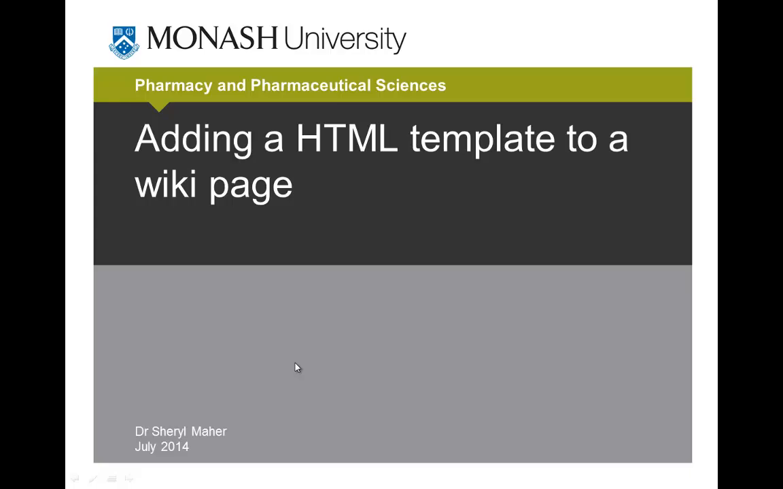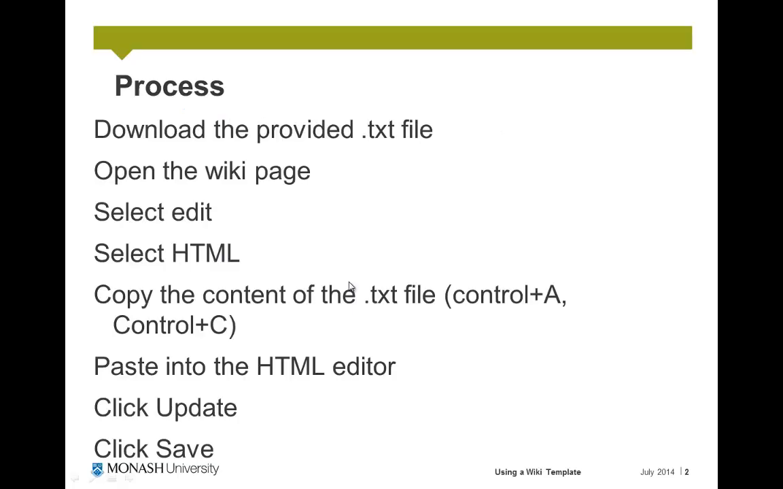The key steps in this are you need to download the text file that was given to you. You then need to open up the wiki page that you're going to be editing, select edit, click on the HTML button, copy the contents of the text file into the HTML editor, then you just need to click update and click save. So I'll walk you through that process now.